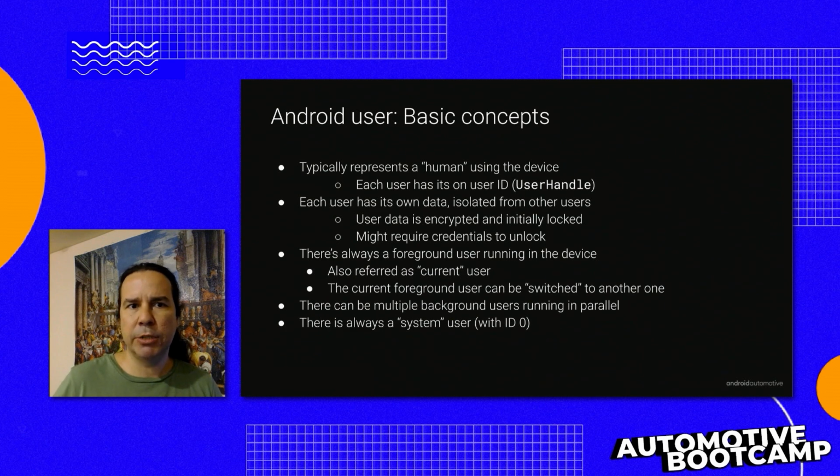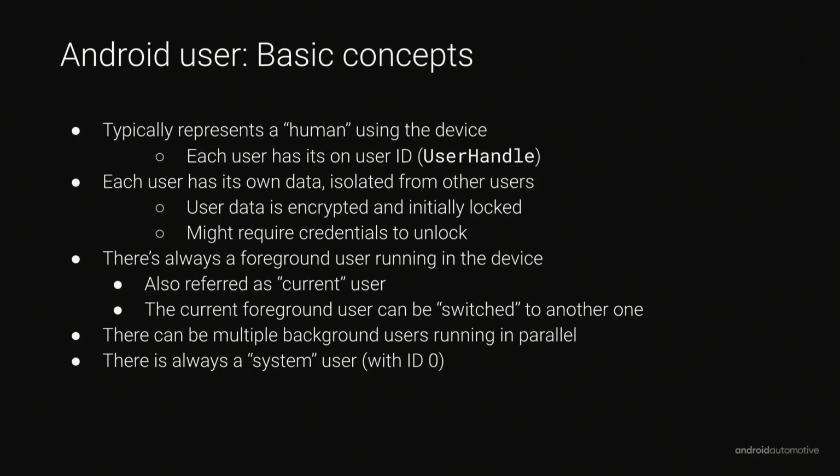Now, let's say the human wants to change to a different user. They have to select that user on the UI, and then user 0 would go to the background, and the new user would be switched to the foreground. This is what we call switching user, which is a concept we're going to be talking about. Another concept that you often see in code is current user. Current user basically means the current foreground user.